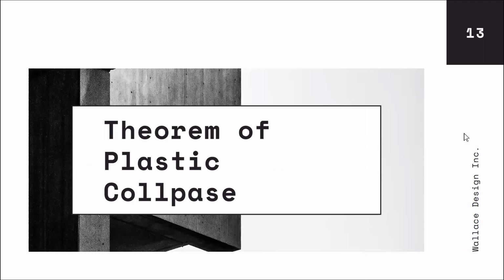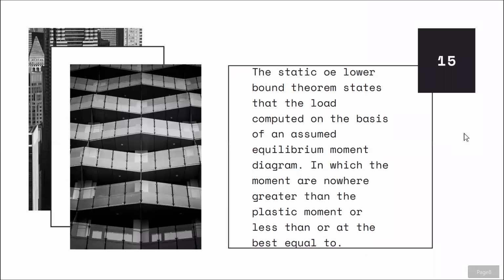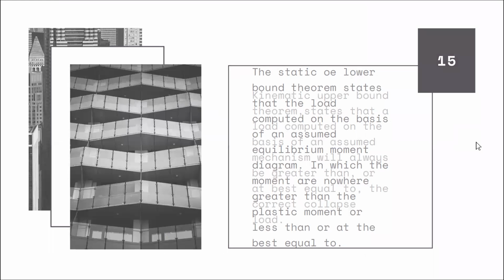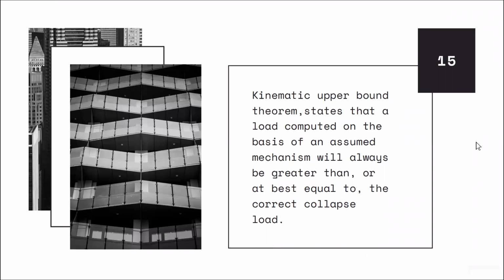Theorem of plastic collapse. The static or lower bound theorem states that the load computed on the basis of an assumed equilibrium moment diagram, in which the moments are nowhere greater than the plastic moment, is less than or at the best equal to the correct collapse load. Kinematic upper bound theorem states that the load computed on the basis of an assumed mechanism will always be greater than or at the best equal to the correct collapse load.